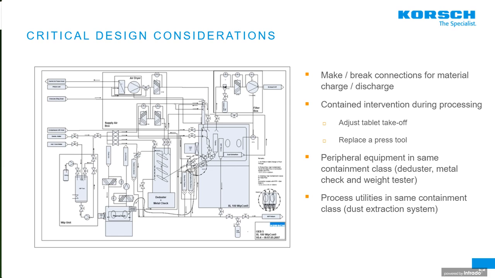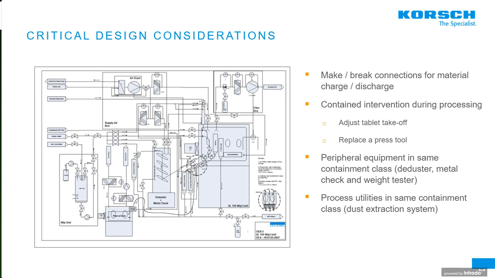Another key requirement is contained intervention during processing. In other words, in some cases, it's necessary to go into the press while the batch is running to stop the machine temporarily, to change a punch, for example, if it's picking or sticking, to change the angle of the takeoff if you're getting jams or chipped tablets. And having to open a window and break containment is generally not an option, or if it is, it's a very inconvenient and expensive one. So the ability to reach into the machine through a glove port, an RTP, which is interlocked to the control system, is a critical part of it.